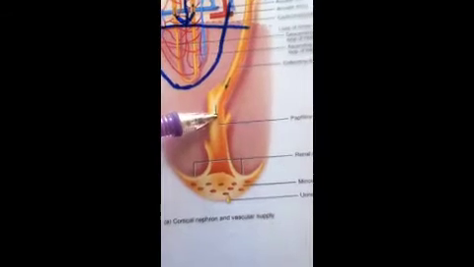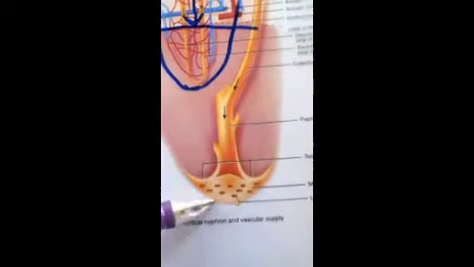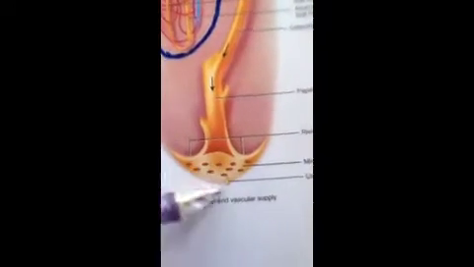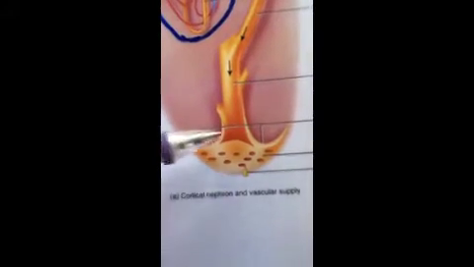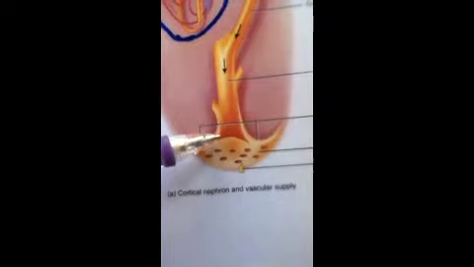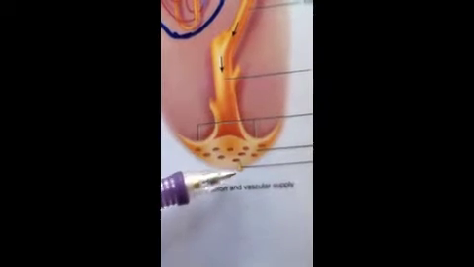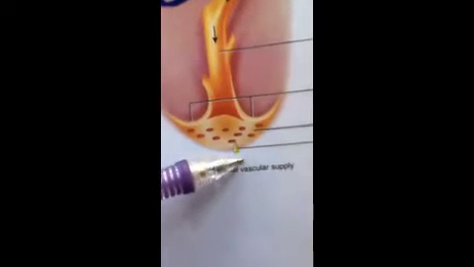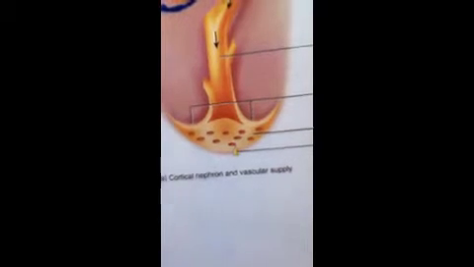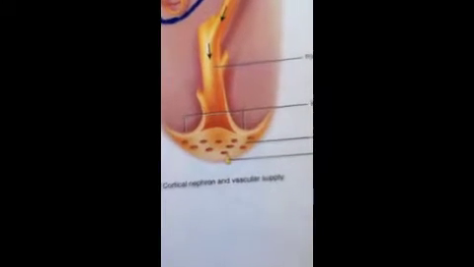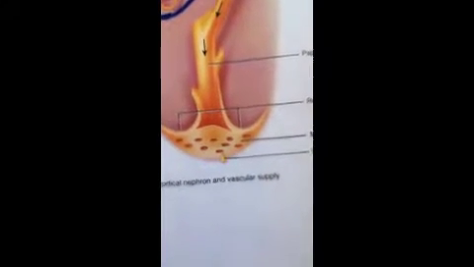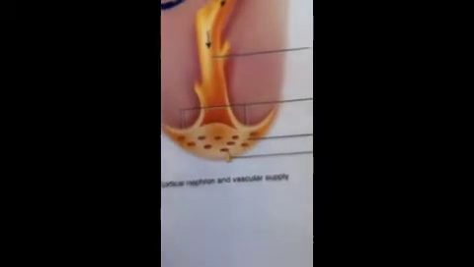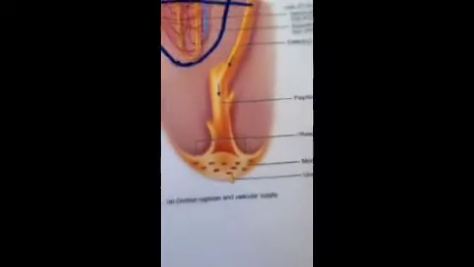And then the papillary ducts are going to open at the very tip of the pyramid, and that area is referred to as the renal papilla. At that point you have urine, and that urine will empty into a minor calyx, which we already talked about before. So that's kind of looking at the whole tubular pathway.